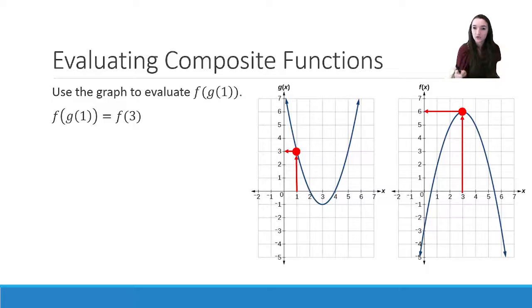Then I look at, well, what is f of 3? f of 3 is 6 from the graph. And so my final answer would thus be 6. So f of g of 1 is 6. We have to go through both graphs in order to get to our final answer.